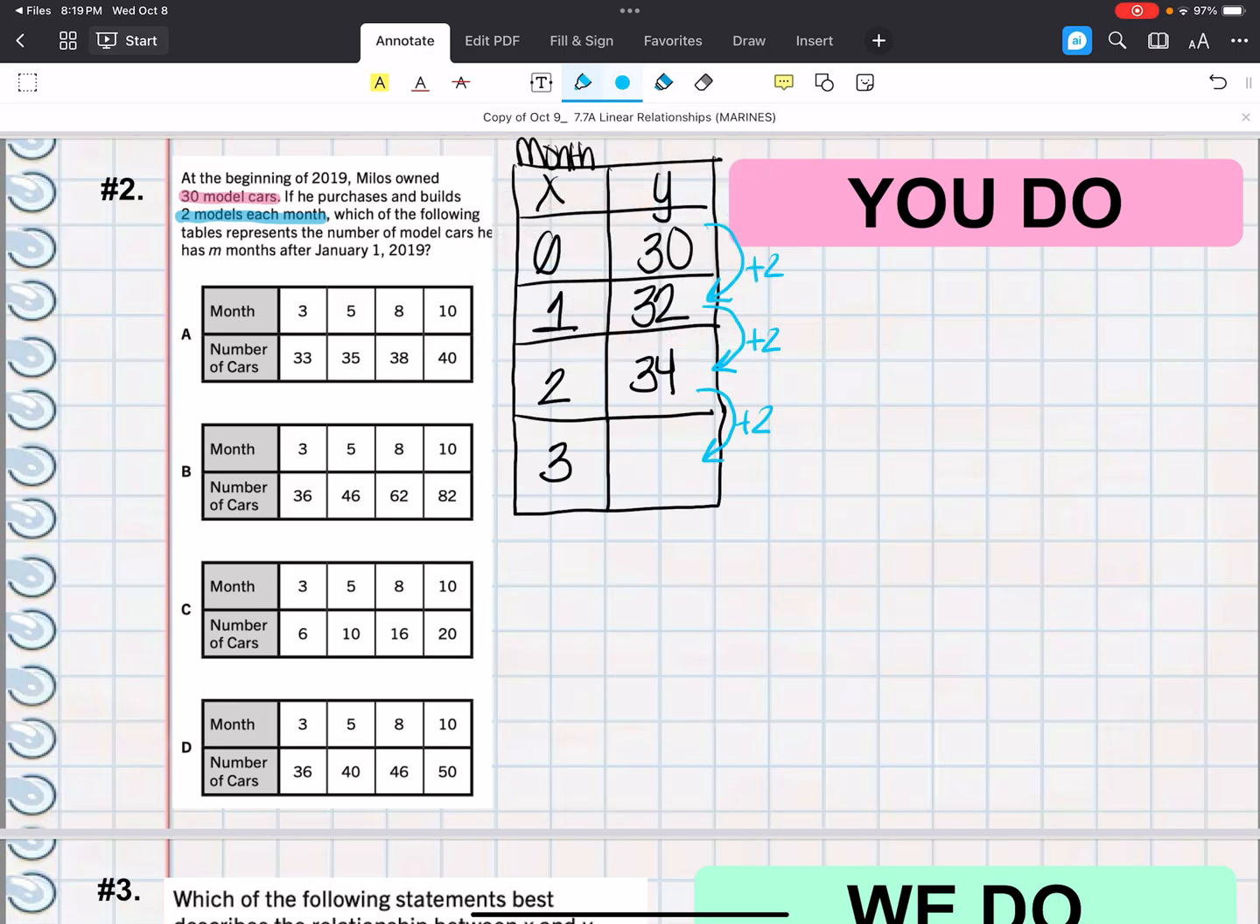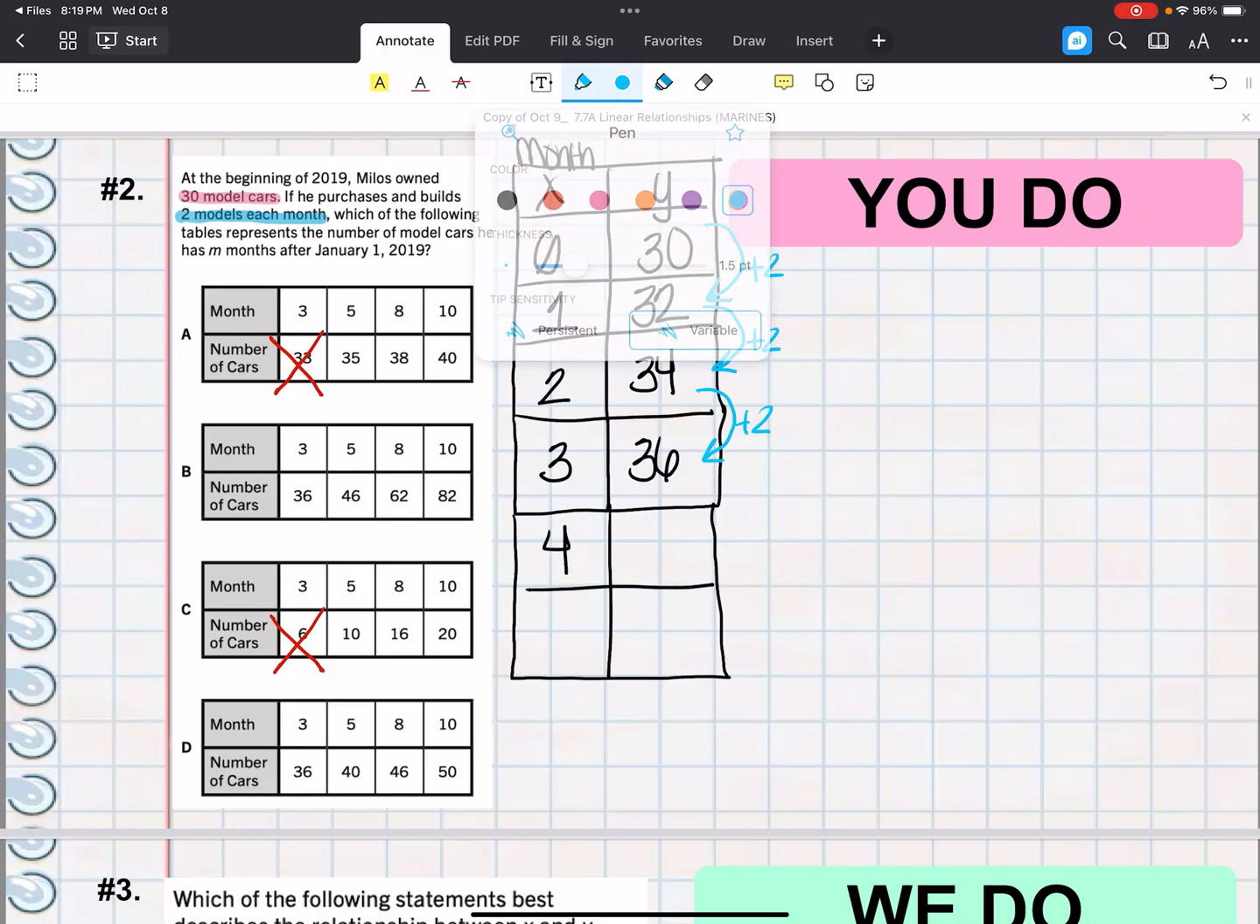After another month, he adds 2 more cars, making it 36. From here, I can already see that A is out and C is out, because at 3 months, he should have 36 cars. Now let's continue.